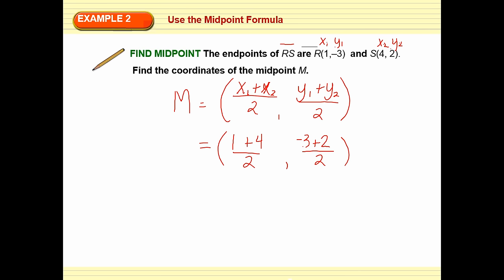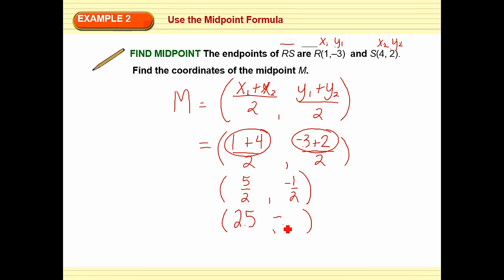And if I go ahead and figure out the math here, 1 plus 4 is 5, so this is 5 halves. And this is negative 1 over 2. And if you want to think about this as a location on a graph in approximate or decimal form, when we go to graph, we usually have to try to approximate where these are. This is 2.5, and this is negative 0.5.